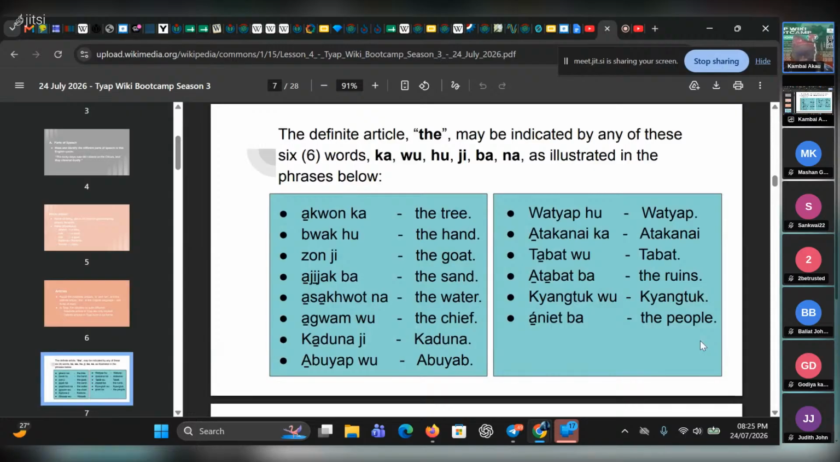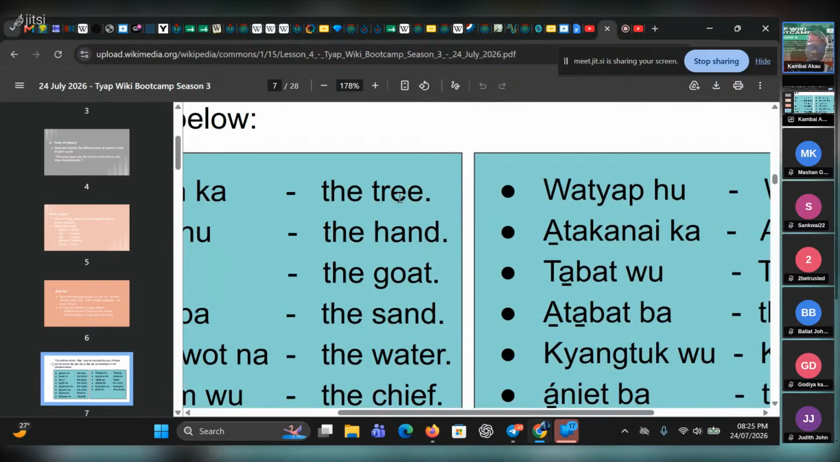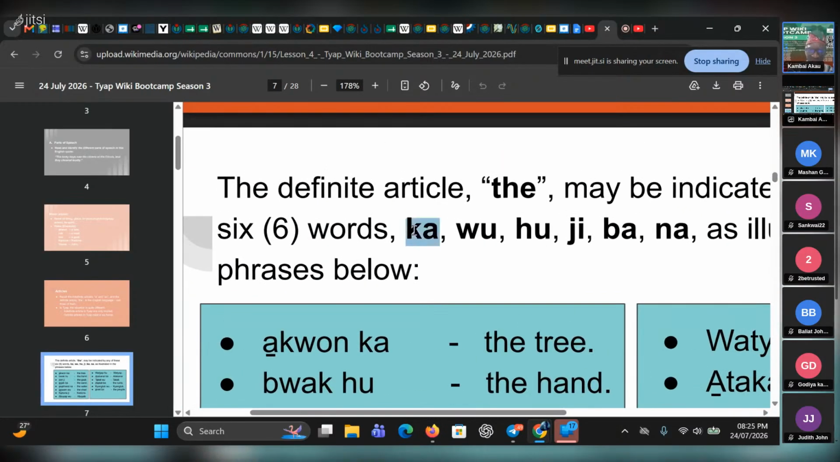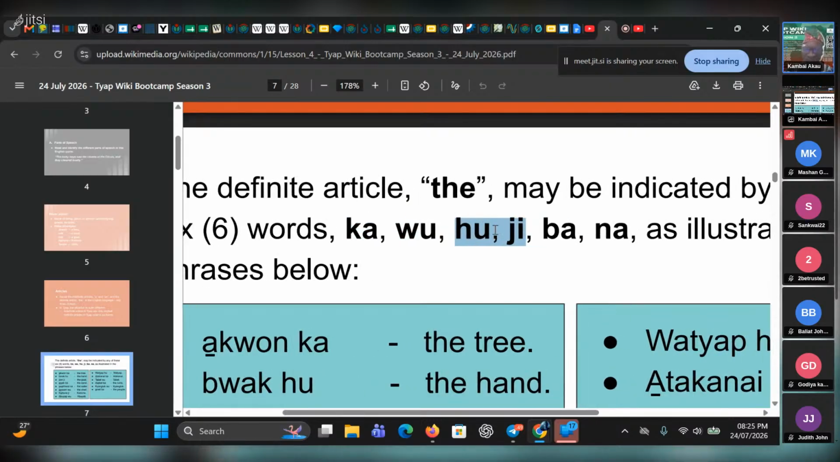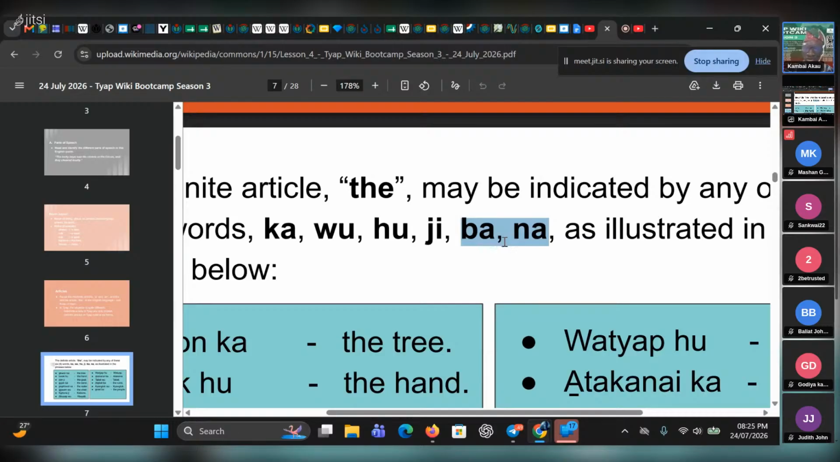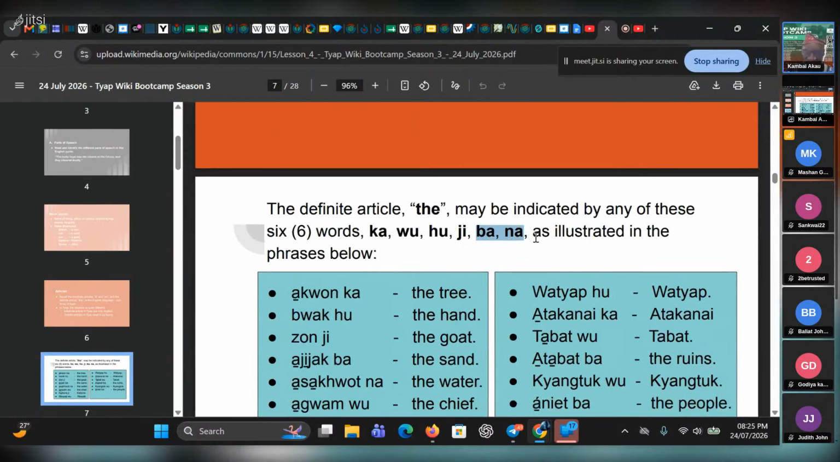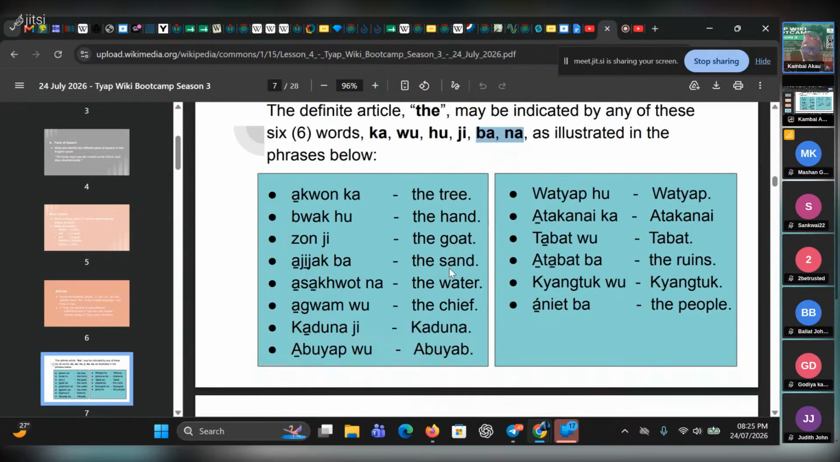So we're into Tyap proper now. The definite article "the" may be indicated by any of these six words. If you can see very well, I've zoomed it. So we have ka, we have wu. These two are used mainly for singular words. Then we have who, and then we have G. These two are used for both singular and plural words. Then we have ba, and then we have na. These two are used mainly for plural words, especially nouns and adjectives most times, as illustrated below.